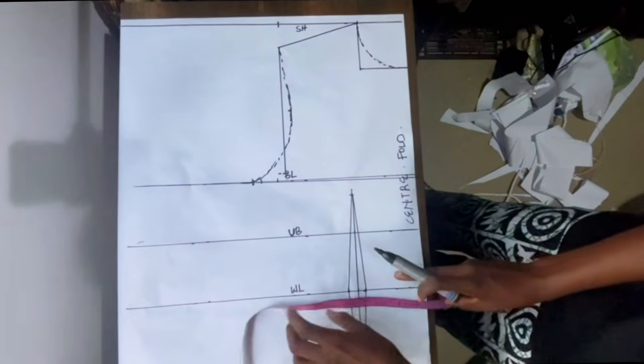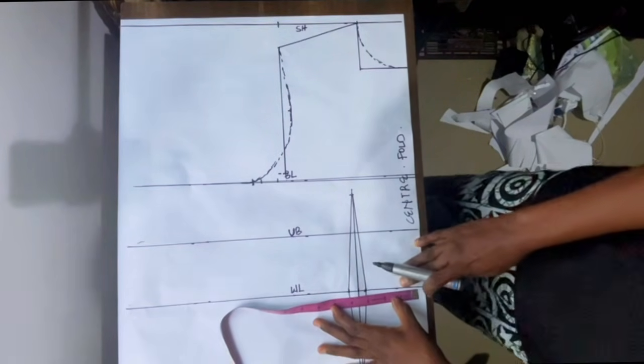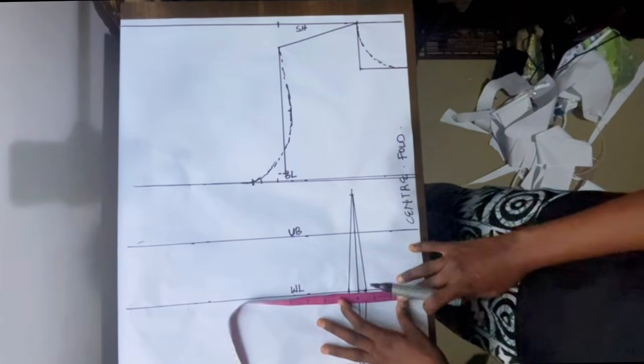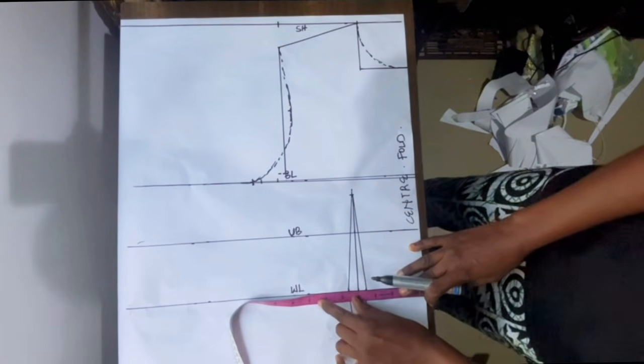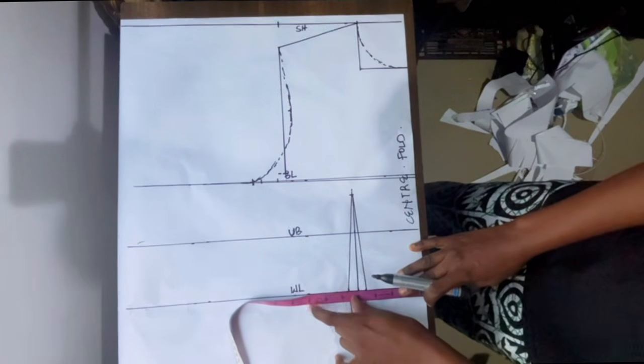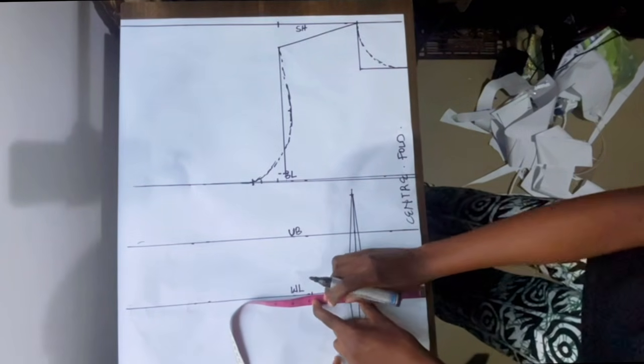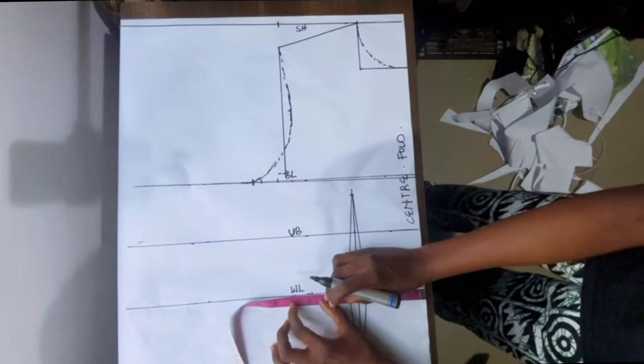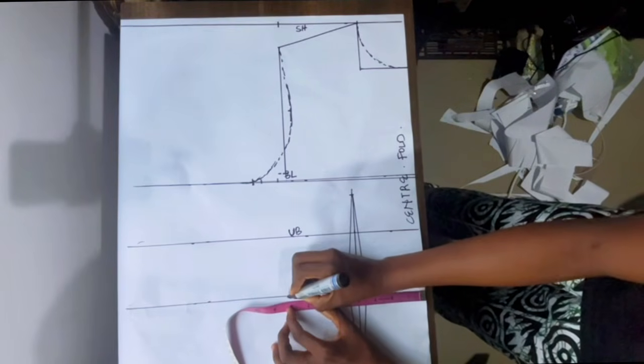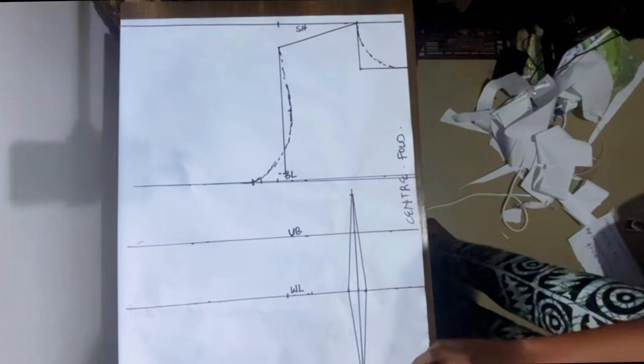The next thing on the waistline, you're also going to get the natural waist circumference and divide it by 4. Mine is 27, and 27 is here right before 7. 27 divided by 4 is 6.75, and I'll mark it here, and I'm going to add 1.5 inch sewing allowance. So this is 1 and this is 1.5. And the hip for this is 41.